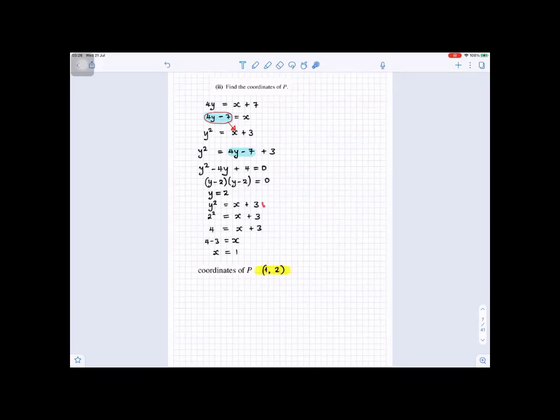But we know y squared equals x plus 3. So we replace y with 2. 2 squared equals x plus 3. 4 equals x plus 3. 2 squared is 4, and 4 minus 3 equals x. So x is 1. So the coordinates of P are x is 1 and y is 2.